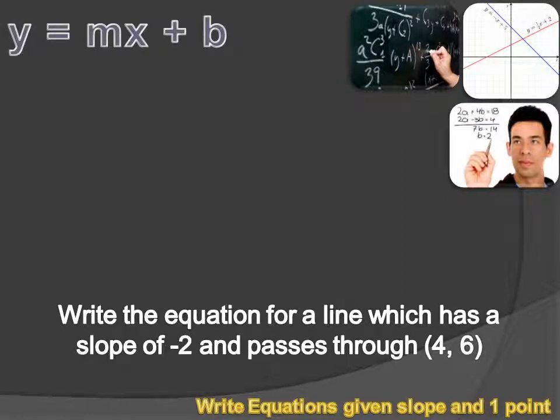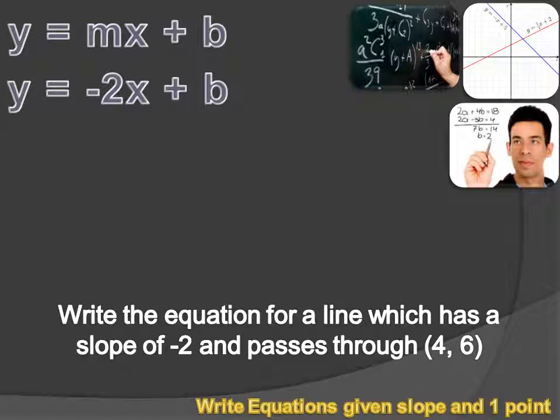Well, let's start with the basic slope-intercept form equation, y equals mx plus b. We know that m equals -2 in this case. So let's just replace m with -2, and now it reads y equals -2x plus b.